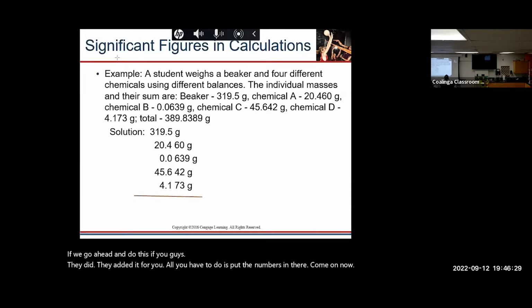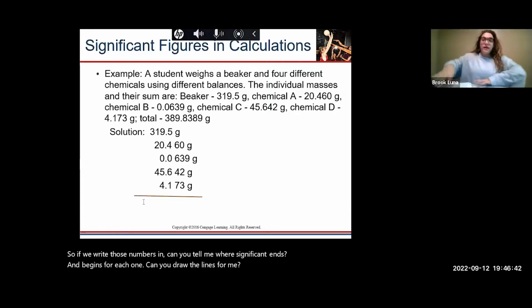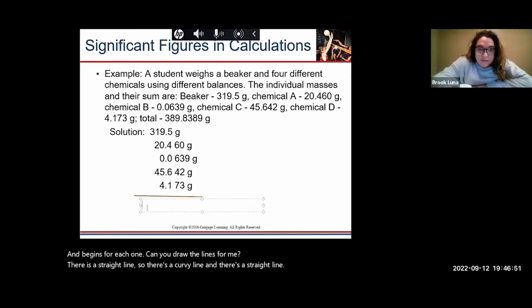So if we write those numbers in, can you tell me where significant ends and begins for each one? Can you draw the lines for me? How do I get the lines to draw as straight as yours? There is a straight line, so there's a curvy line and there's a straight line. Oh, it's like at a slant. Yep.